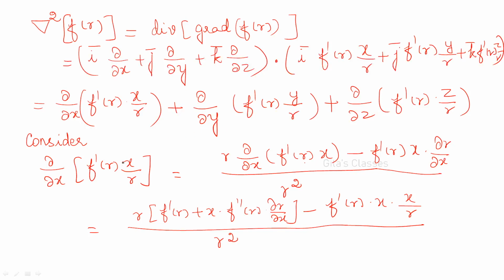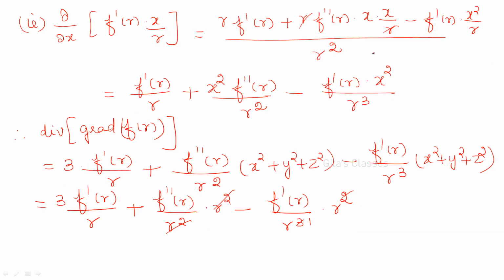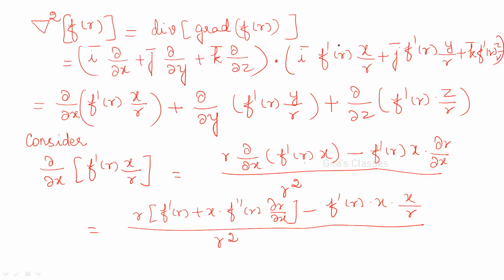Okay. Now let us differentiate this one, dou by dou x of f dash of r into x. Now again it is a product of two functions. So f dash of r into x is f dash of r into differentiating x with respect to x we get 1, plus x you keep as it is, differentiate f dash of r partially with respect to x we get f double dash of r into dou r by dou x, minus f dash of r into x into dou r by dou x, which is x by r, whole divided by r squared. Okay. That is, in the denominator it is r squared. In the numerator we have r. You multiply this r inside.